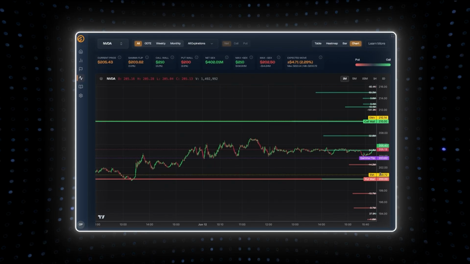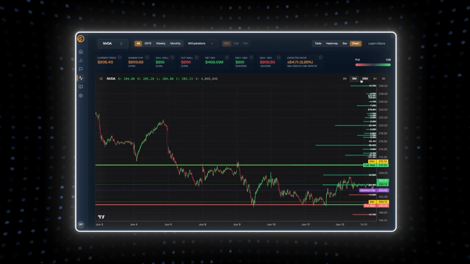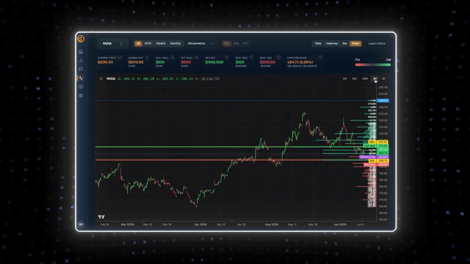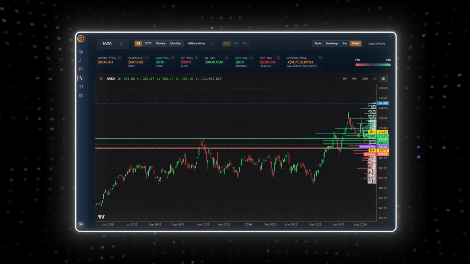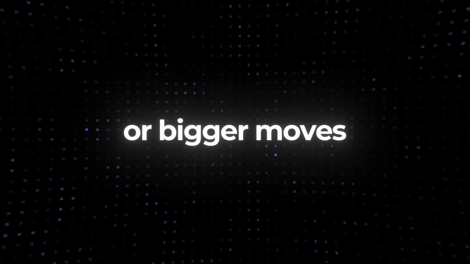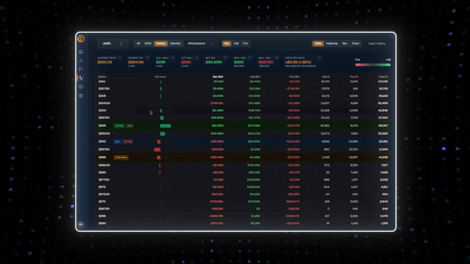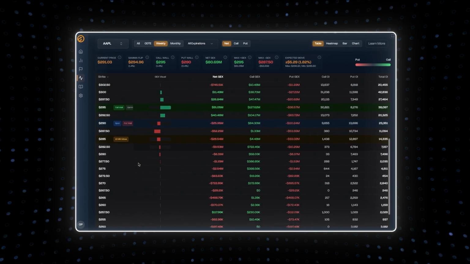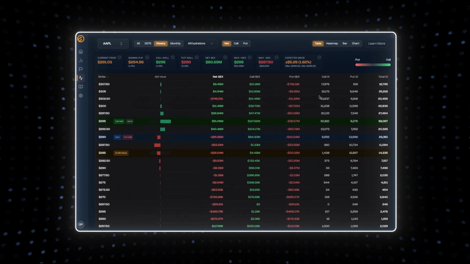Options Flow also includes Gamma Exposure tools, also known as GEX. These tools help traders find important price levels where a stock may see support, resistance, volatility, or bigger moves. In simple terms, GEX helps show areas where the market may react. This can also be useful for futures traders.